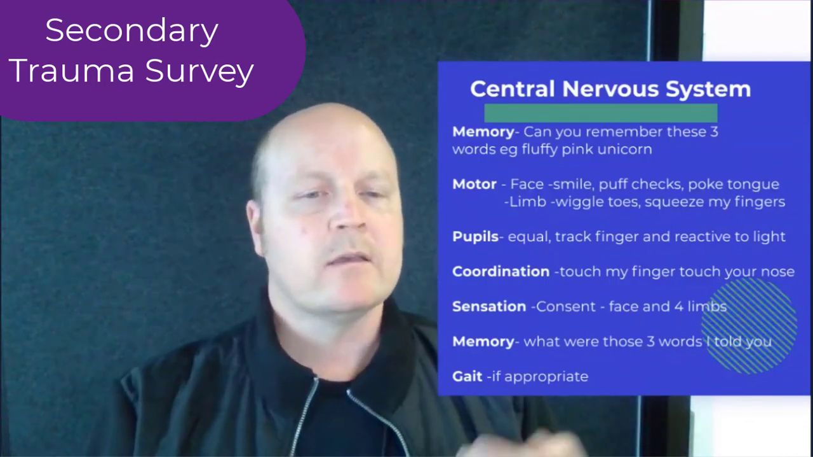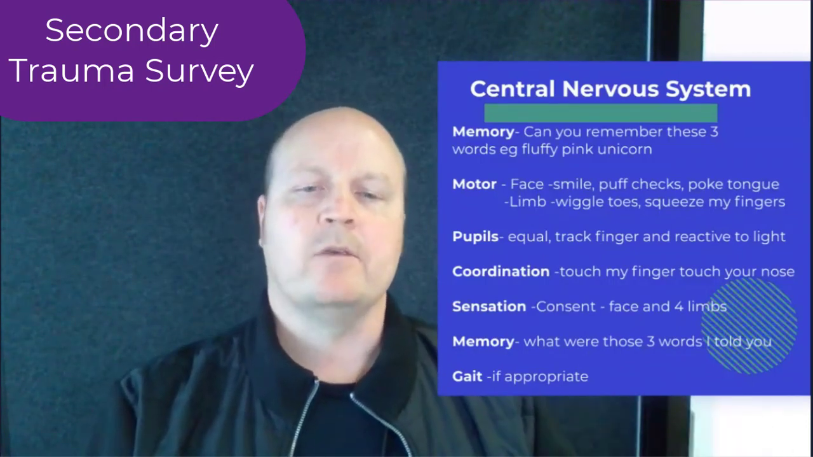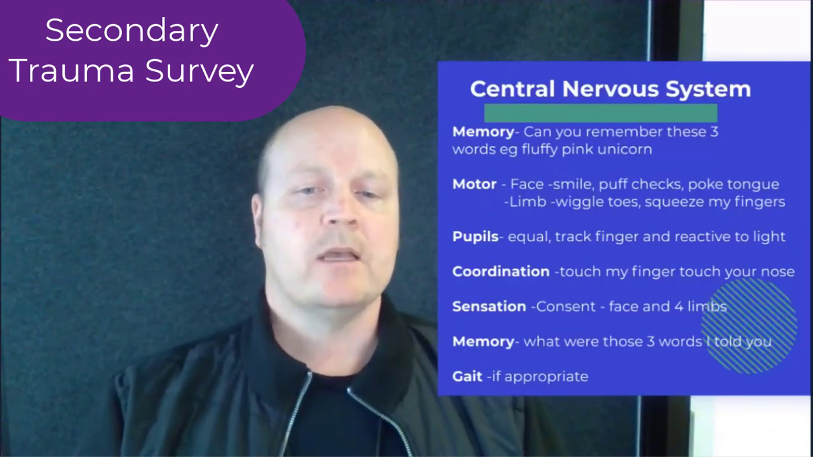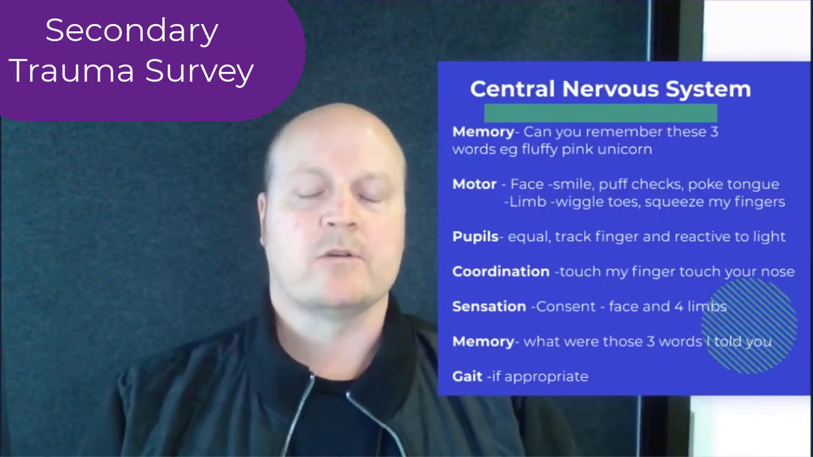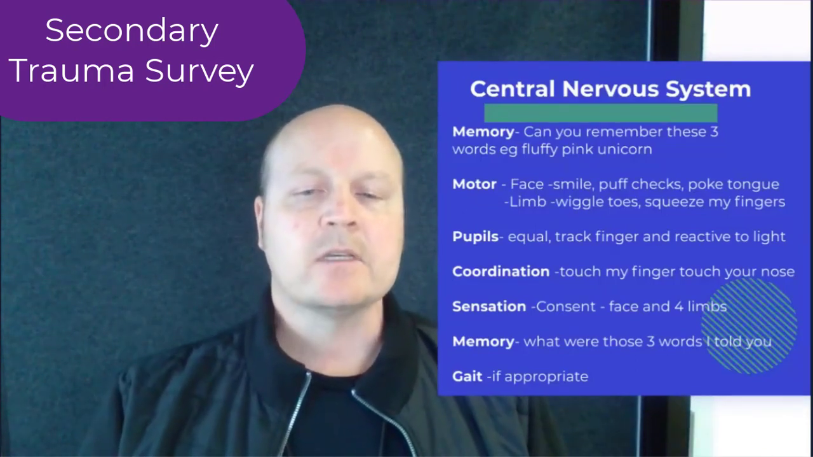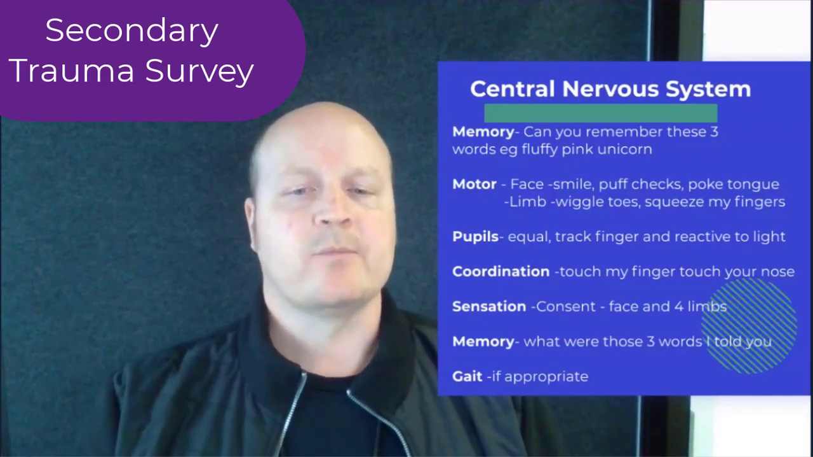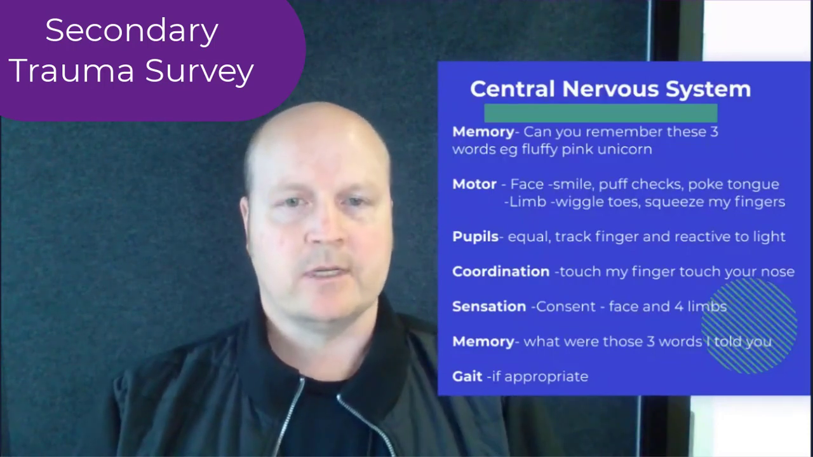And then memory, go back to, what were those three words I told you? Fluffy pink unicorn. Great. And then finally, if it's appropriate, assess their gait. So if they can walk a few paces, turn around and walk back. If this is a lovely little old lady who's fractured their hip, well, this isn't going to be appropriate as a central nervous system assessment, so depending on the injury.